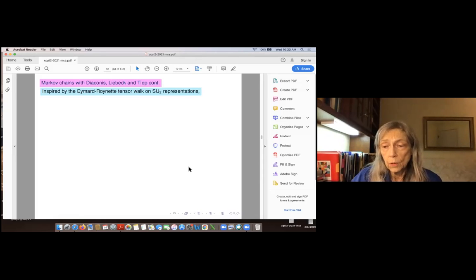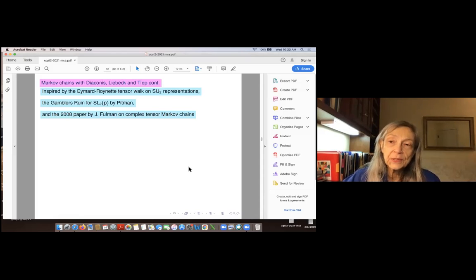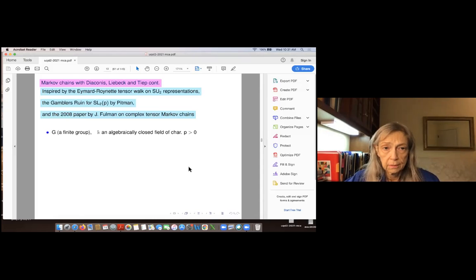So this walk had been studied before. Also, there's something called the gambler's ruin for SL2 over p, studied by Pittman, or the mathematician's ruin, if you get involved with it. There's also a 2008 paper by Jason Fulman on complex tensor Markov chains. So these are the three things that really motivated us and inspired us to look at these Markov chains.